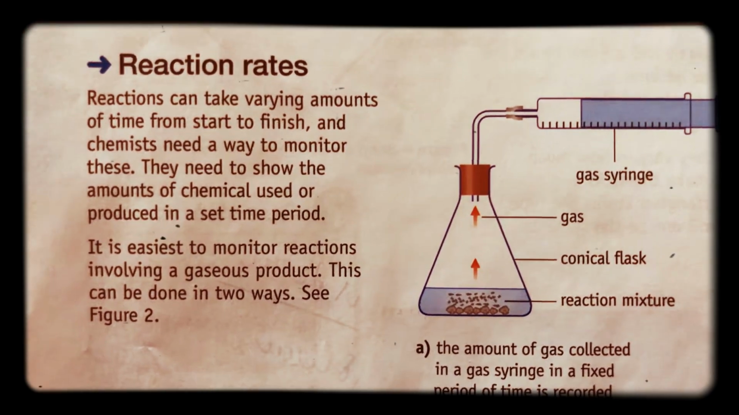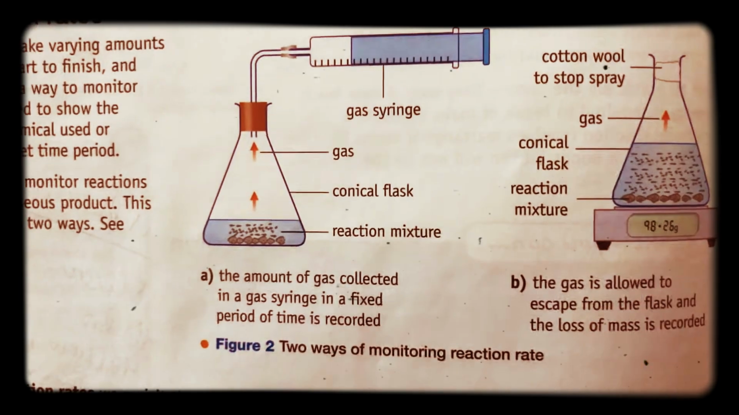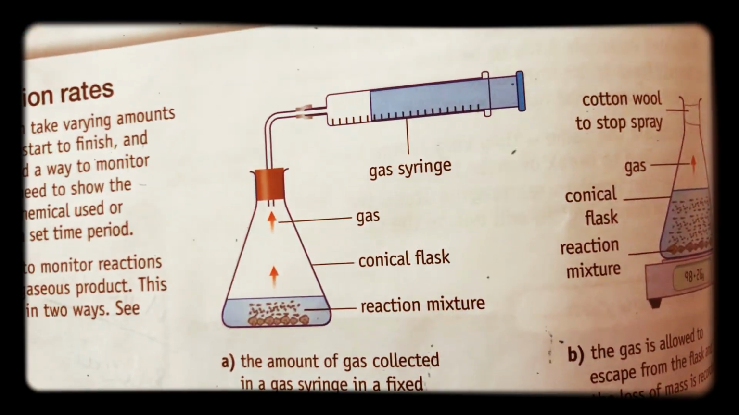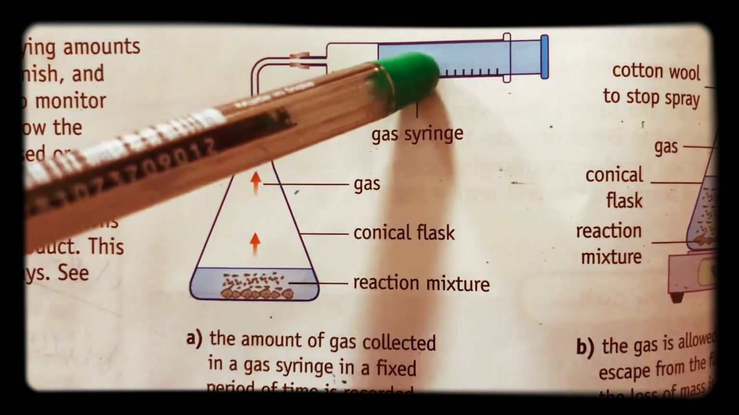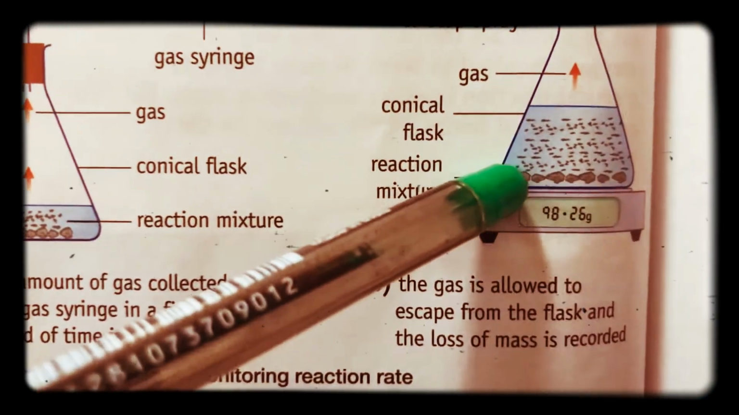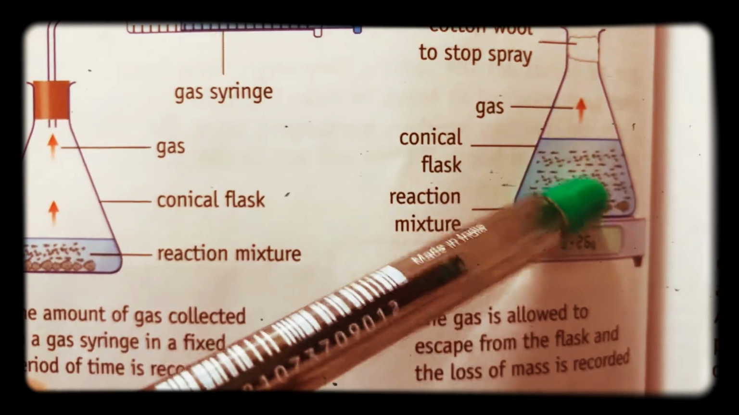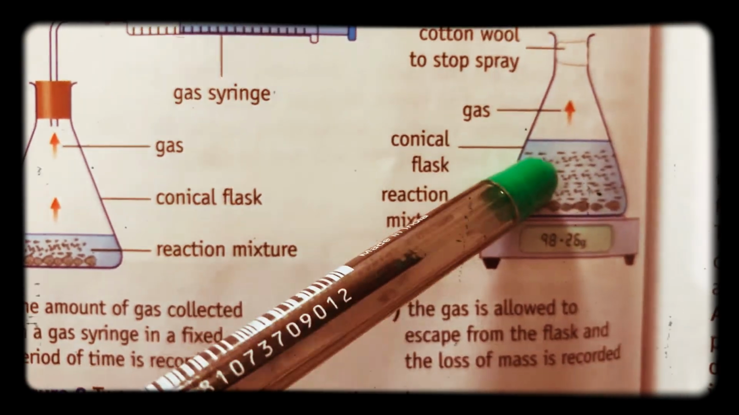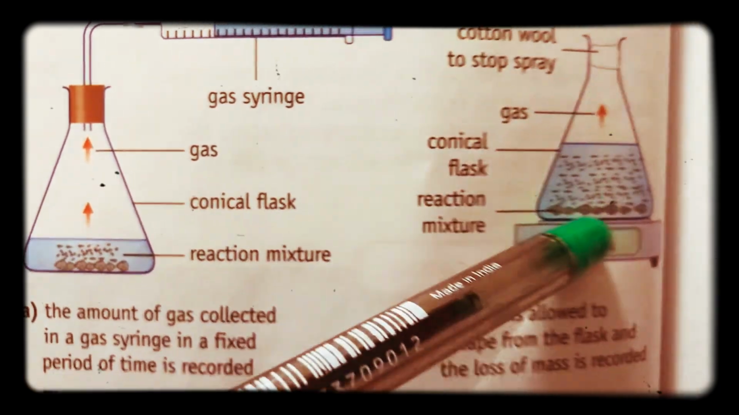Reactions can take varying amounts of time from start to finish. So when we're monitoring a chemical reaction, what we'd like to do is monitor either the amount of product that is made and figure out how much is made over time, or how much reactant has actually been lost. This is a solid reaction with a solution, perhaps an acid, and a gas is being lost over here.